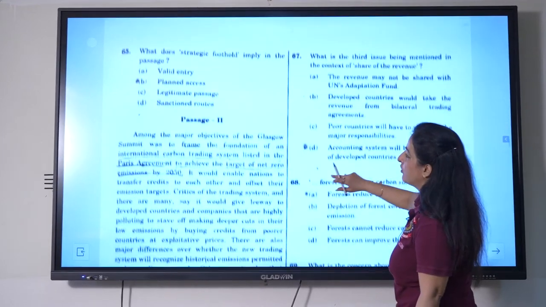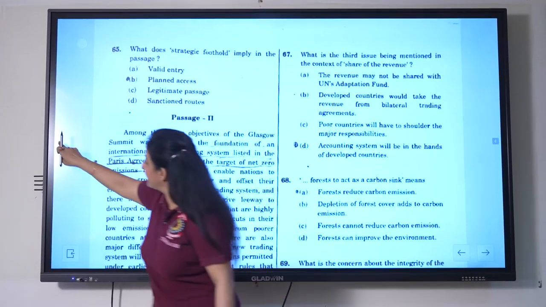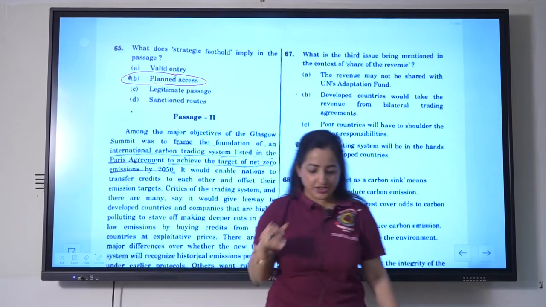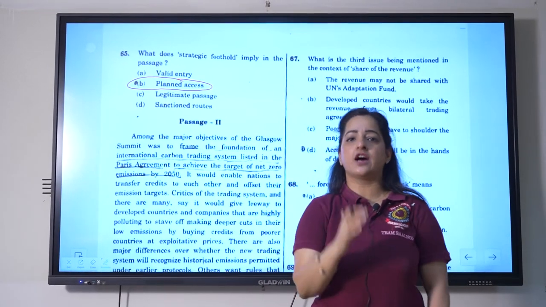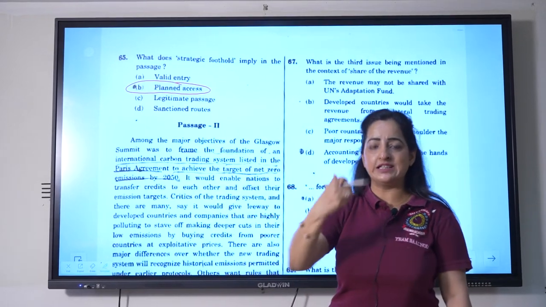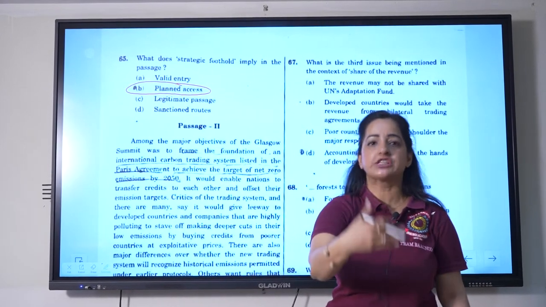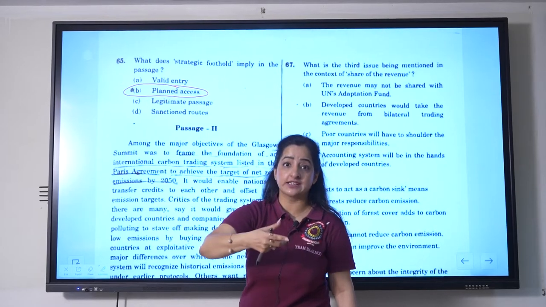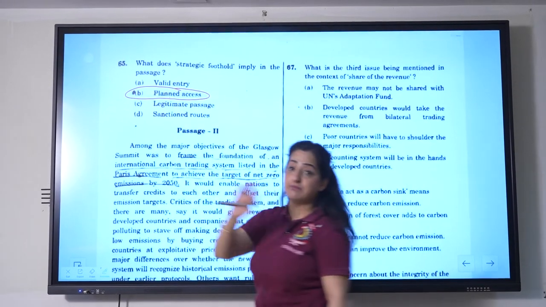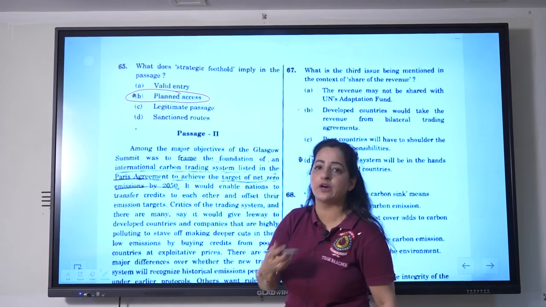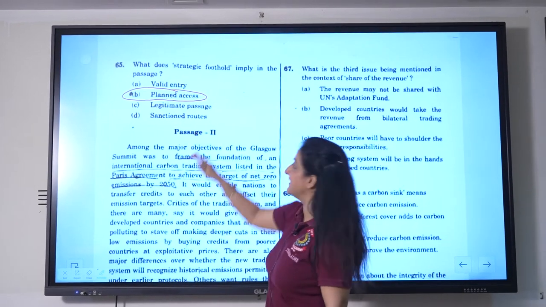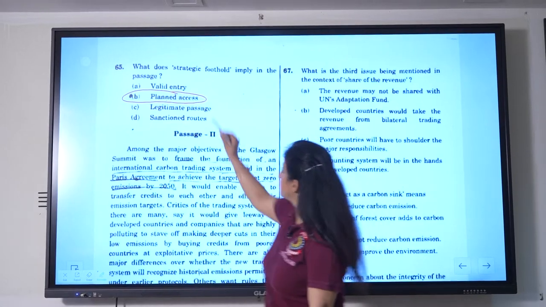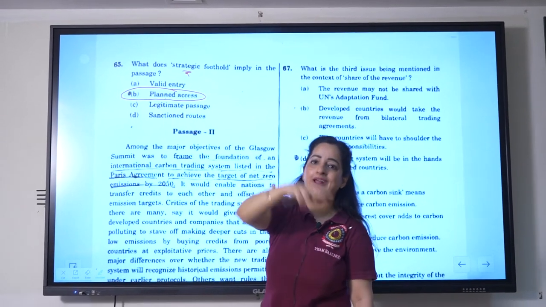What does strategic foothold imply in the passage? The correct answer is planned access. So the meaning of strategic actually is tactical, and it is done purposefully, deliberately and intentionally. You are establishing a position somewhere, right? So therefore the word plan goes well with strategizing. Otherwise, I must be honest with you, all options were really tricky and confusing, at least as far as the context of the passage goes. All options were really suitable with the passage. But you should just know the meaning of the word strategizing is nothing but planning.